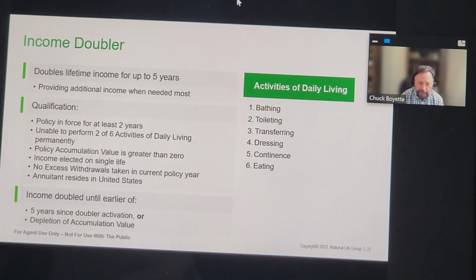Another stipulation is that the income is going to be doubled for 5 years or until the accumulation value is depleted. Okay, whichever one comes first. Once the 5 years is up, then the income will go back to the previous level. It'll go back to the level that they had before they initiated the doubler.